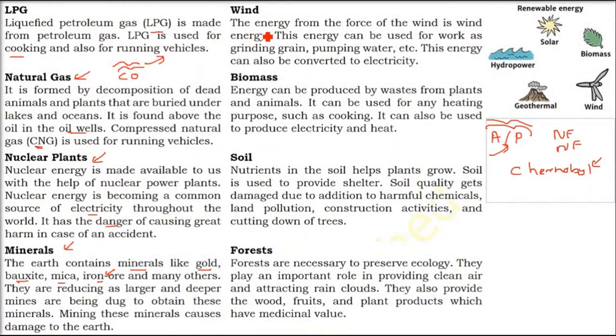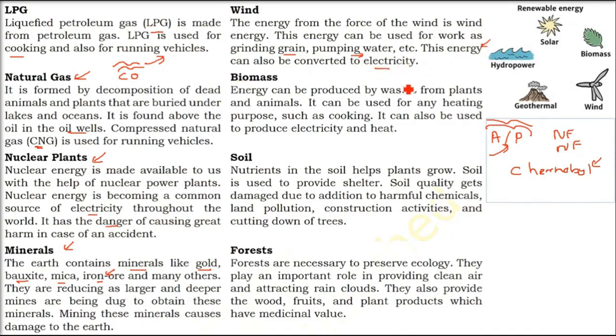Then coming to wind. If wind is coming, then you cannot even stand. So wind is very powerful. It can be used for grinding grain, pumping water. This can also be converted to electricity if you use the windmill.